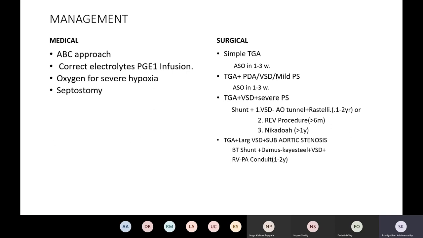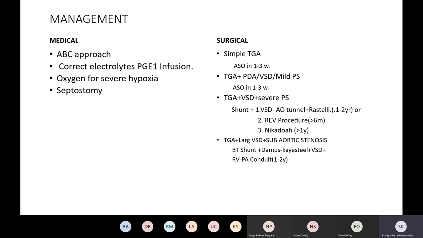So surgically, the simple TGA usually gets corrected if there is good mixing and the child is stable. The arterial switch operation is recommended between the first and the third week. We normally tend to do it within the second week, don't we? And the TGA with PDA, VSD, and mild PS, again, if they are stable, there's mixing here, so we just do it between the first and the third week.